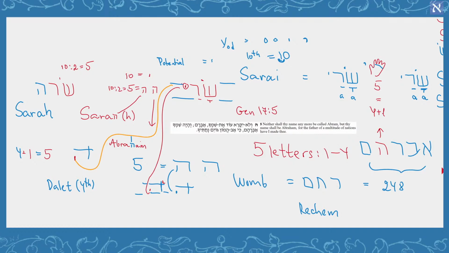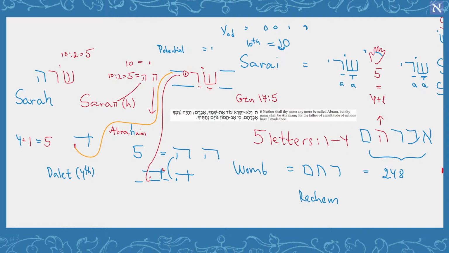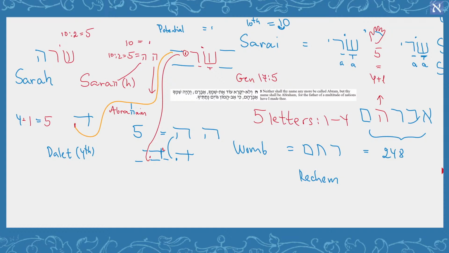And with this name, she can conceive a child. But Sarah is only one part of the system. We also have to take care about the name Abram.